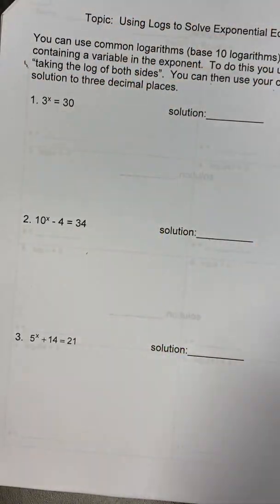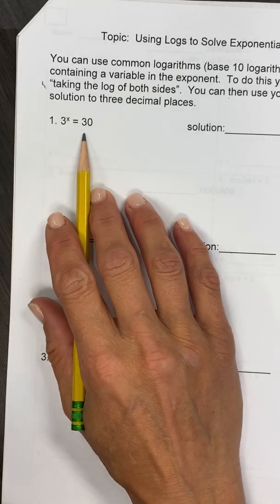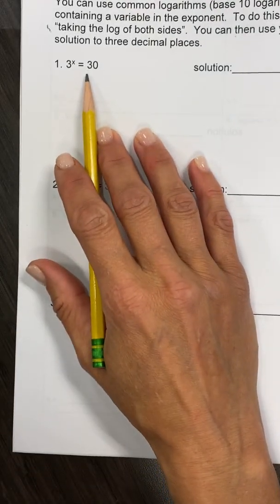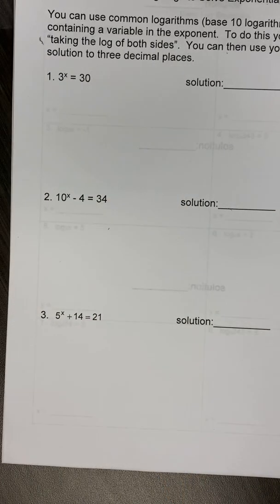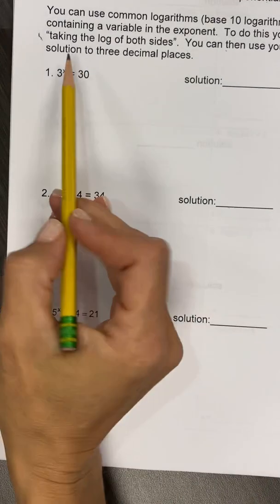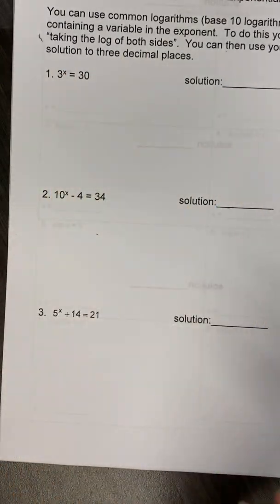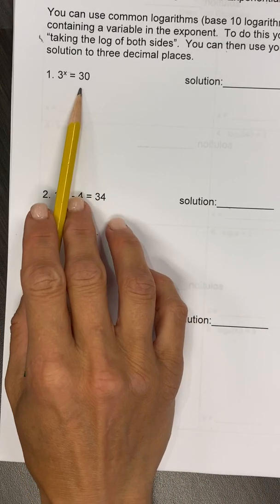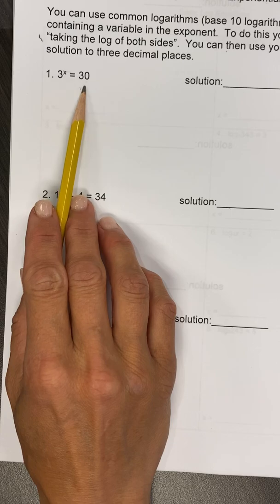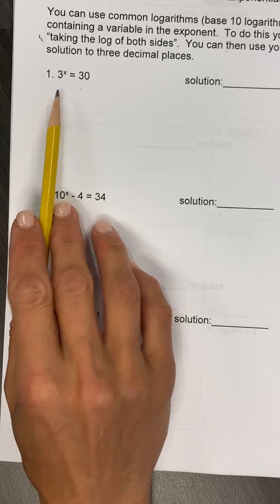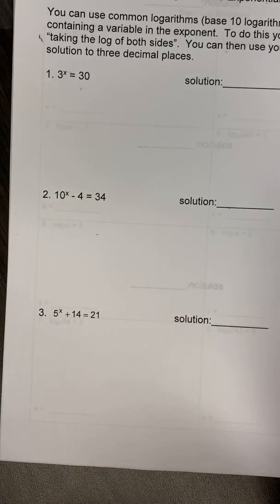Look at my first problem here. How did we do this in another lesson in this chapter? We tried to put them down to the same base, and then we dropped them and solved for x. But can I do this here? No, because there's no way I can write the number 30 with a base of 3. So we're going to use logs in order to solve this.